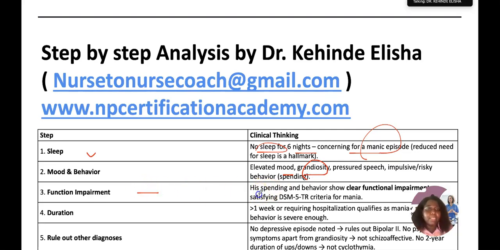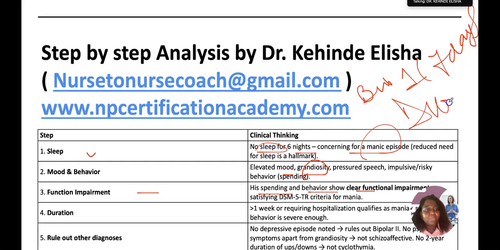Functional impairment, like spending and behavior, satisfying DSM-5 TR criteria for mania. What about duration? It's more than a week. That's the main thing. It has to be 7 days. How will I remember that? Bipolar 1. When you say 1, there is 1 week. 1 week is equal to 7 days. So that will help me remember my 7 days. But you have to remember your symptoms. The mnemonic for your symptoms is mostly what? Something we call DIG FAST.